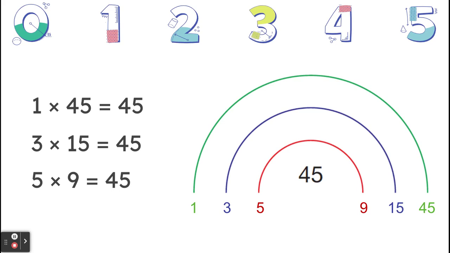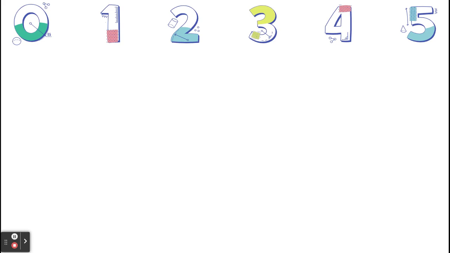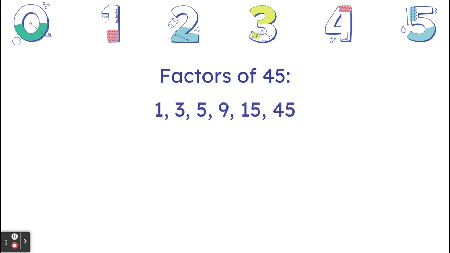We have got all the factors of 45 and we didn't miss any because we were very systematic and we went through each one. So we can confidently say the factors of 45 are 1, 3, 5, 9, 15, and 45.